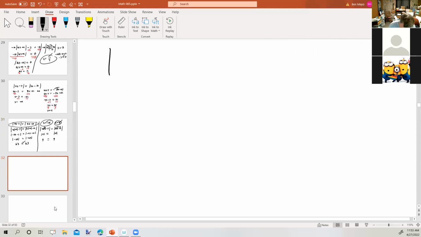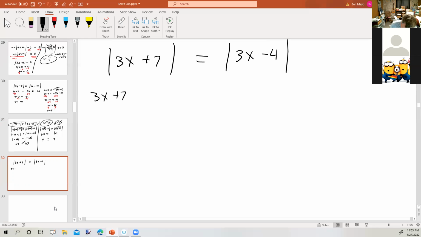Okay. Let's do this, 3x plus 7 and 3x minus 4. All right, so we've got the case where we have two absolute values, they're already separated. So one equation is going to be 3x plus 7 equals 3x minus 4. The other one is going to be 3x plus 7 equals the opposite of 3x minus 4. Okay?